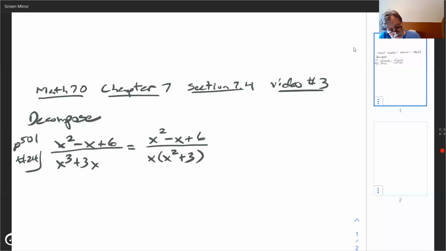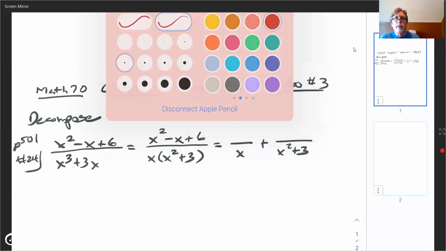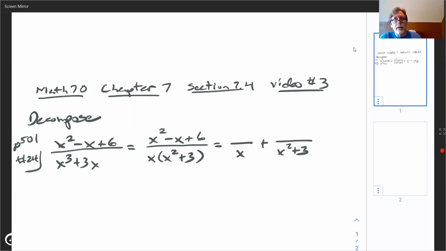What we're going to do is break this apart as a fraction over x plus another fraction over x squared plus 3. Okay? Now there's a rule you have to worry over. Over linear factors where there's an x there, that's degree 1, so above it is 1 less, and it's going to be a constant, a.